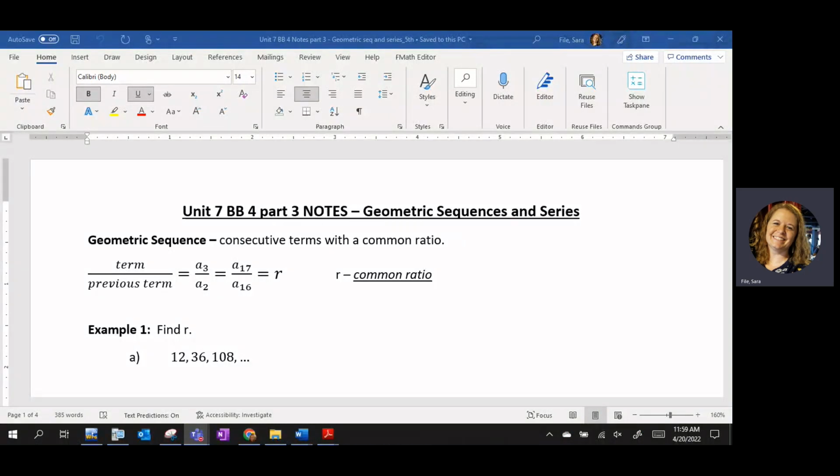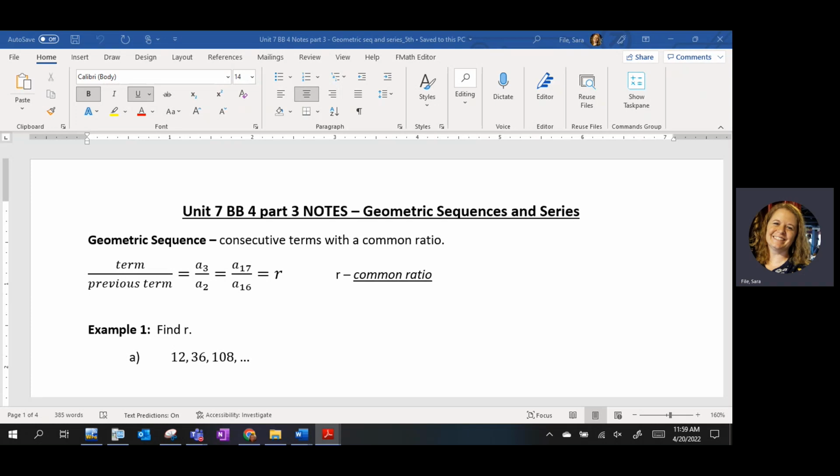The Unit 7 Building Block 4 notes packet. Part 3 is the last part. So we're going to finish up today, and then tomorrow we'll be doing some practice. And then quiz Friday. And then next week we will be reviewing and then testing.